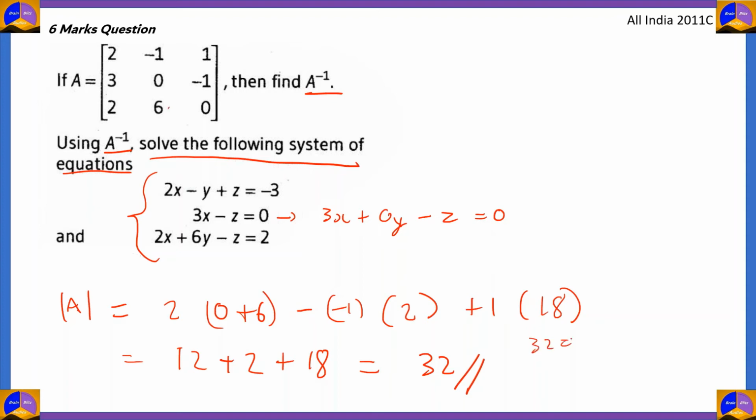Now 32 is not equal to 0. That means determinant of A is not equal to 0. So what that means is that A inverse exists. So by taking the determinant of A and taking it as not equal to 0, there exists an A inverse. And we need to find that A inverse. But before that, let's take the cofactors of the matrix A.